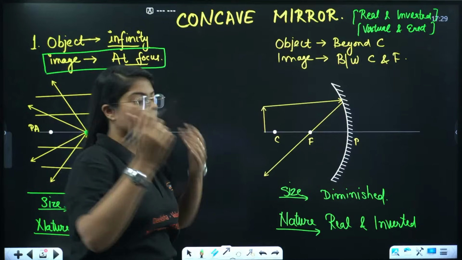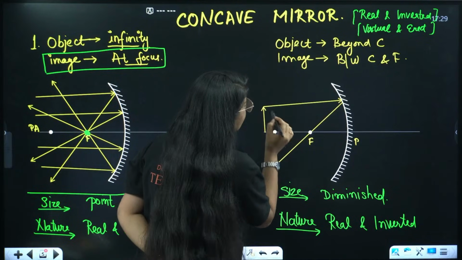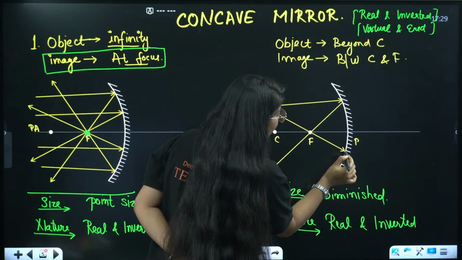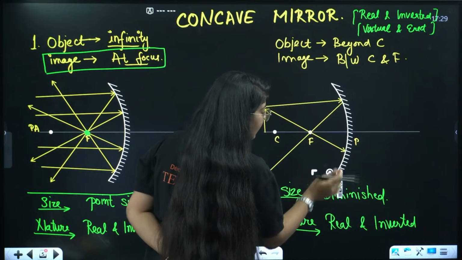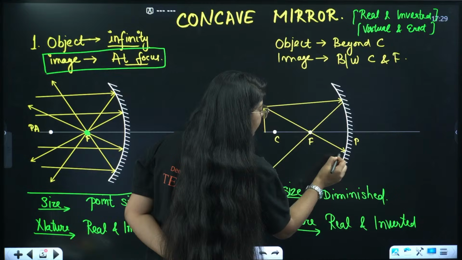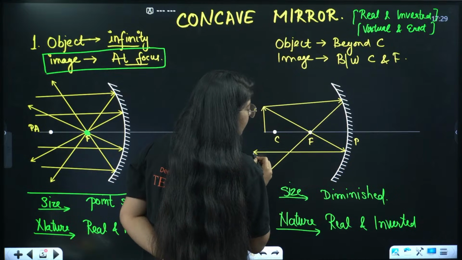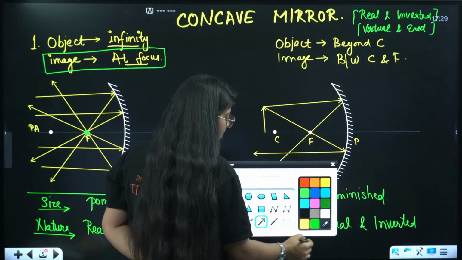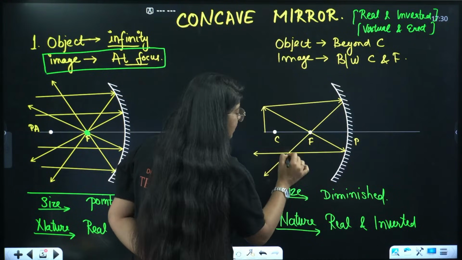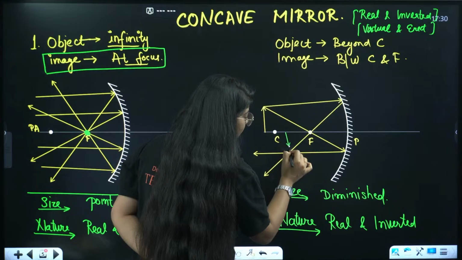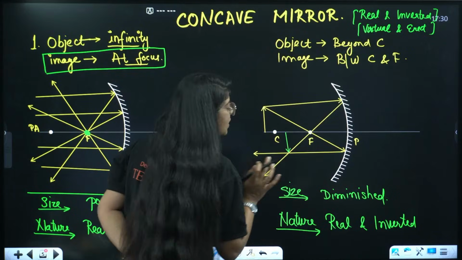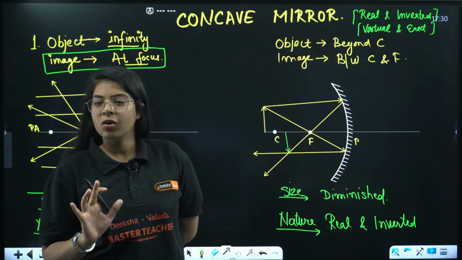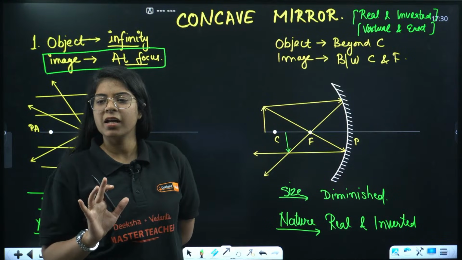Great. Now the second ray passing from the focus and then getting reflected and passing back here something like this. See now, these rays are getting intersected at a point which lies between C and F. Done?